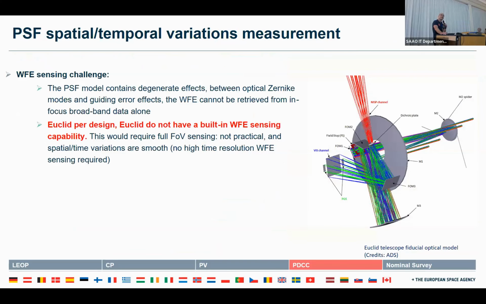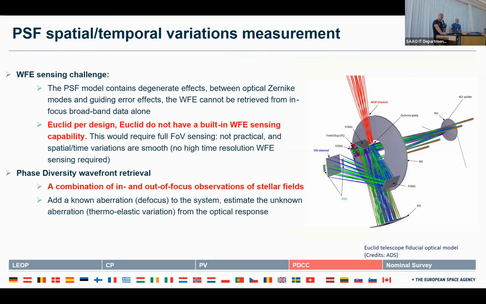The way it is actually implemented by the consortium is that there is a physically motivated model, which is shown on the right. So basically, that's a CAD model of the telescope. And since Euclid does not have a wavefront error sensing capability to follow up deviations from this fiducial model, there was a phase diversity calibration campaign at the beginning.